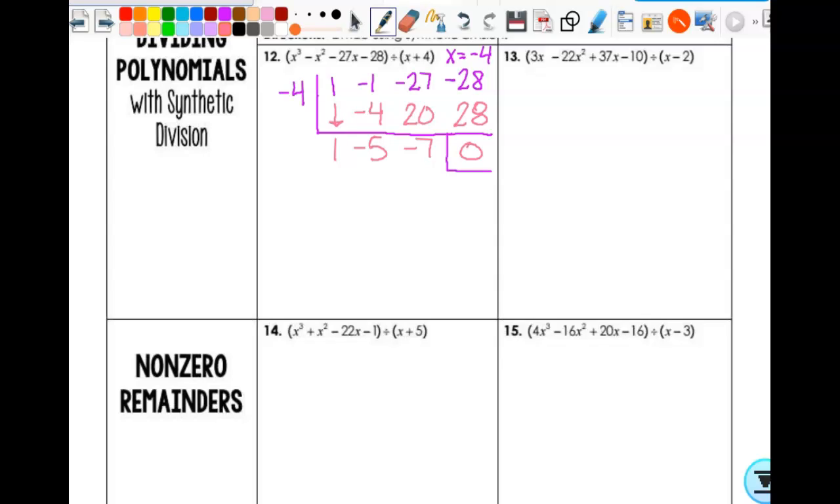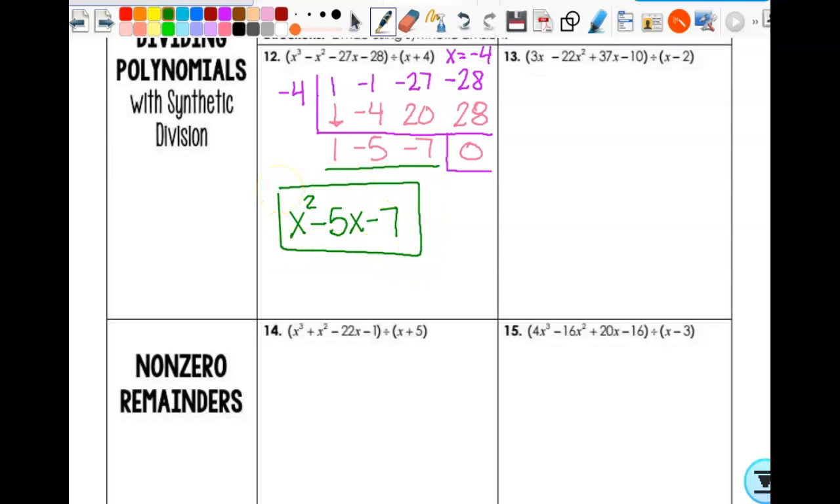So then to actually write my answer, this divided by this is what I use right here. I have 1, 2, 3 numbers. That means that the exponent on the leading term is one less than however many numbers I have. I have three numbers, that means my exponent's 2. So my coefficient is 1, that gives me x squared minus 5x minus 7.